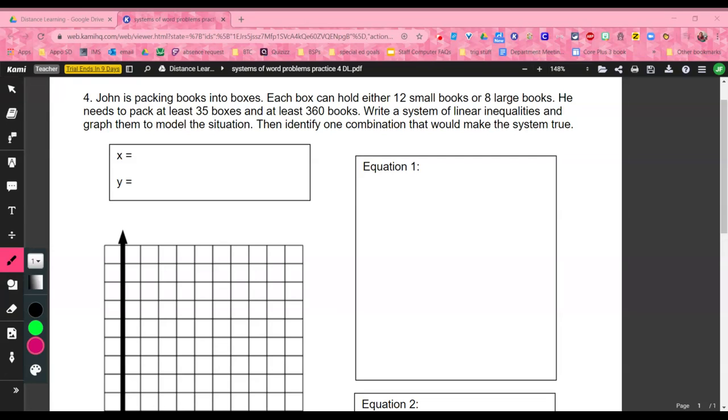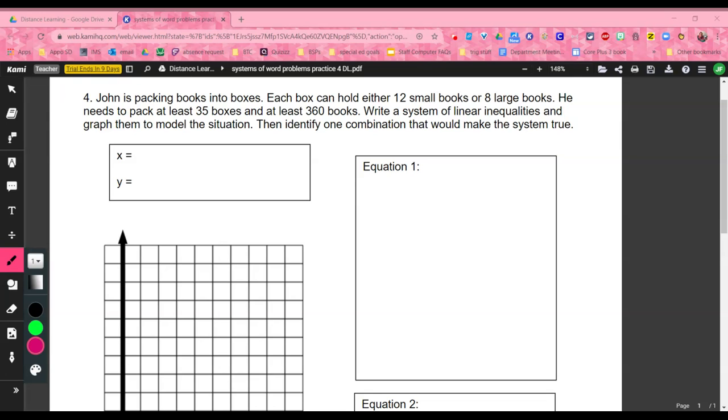John is packing books into boxes. Each box can hold either 12 small books or 8 large books. He needs to pack at least 35 boxes and at least 360 books. Write a system of linear inequalities and graph them to model the situation. Then identify one combination that would make the system true.